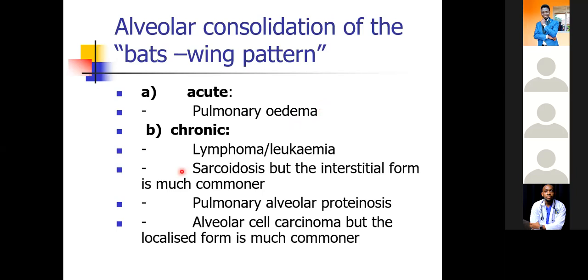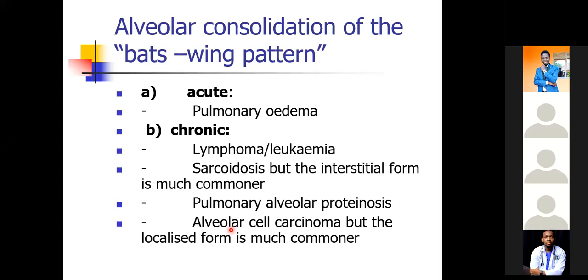What about in the chronic variety? We are already having things like lymphoma or leukemia, cases of sarcoidosis, although we see commonly the interstitial form, PAP or pulmonary alveolar proteinosis, and alveolar cell carcinoma. Although this alveolar cell carcinoma tends to give us what? It tends to give us the lobar or the segmental pattern.